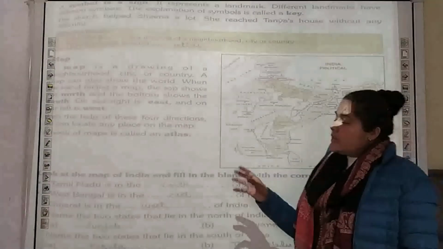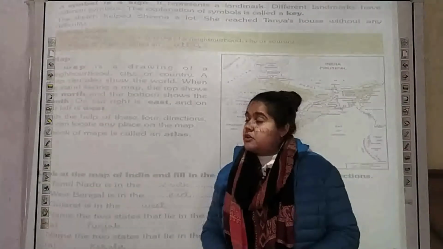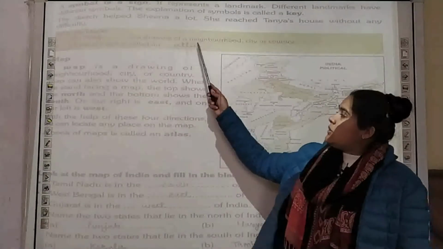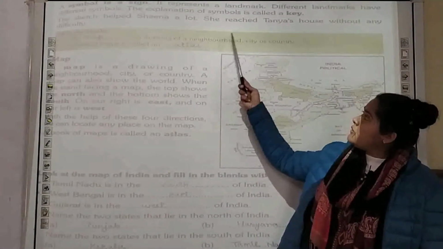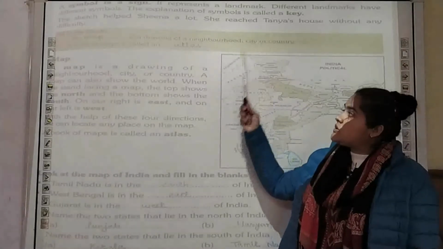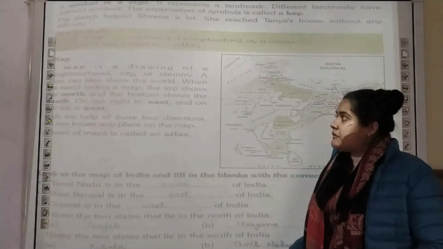Because of the sketch which Tanya's mother drew, Sheena could reach Tanya's house without any difficulty.